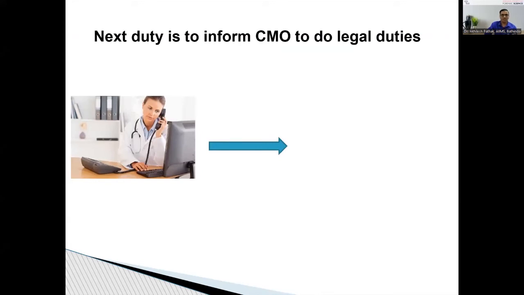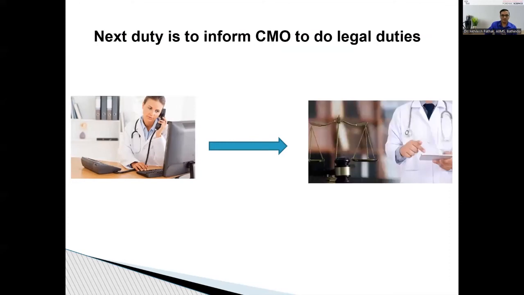Now, this is the information which is given to the police. Now you are giving the information to the CMO, if there is one, to take care of the legal duties, or to the forensic person, if there is one, to take care of the legal duties of that case. But if it is not there, you have to do that kind of duty. So what?